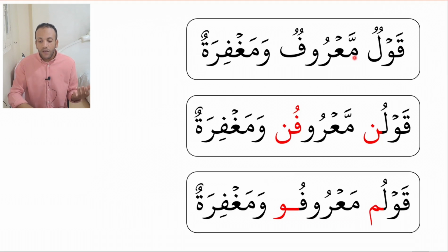And that's why you find the shadda written in the letter mim, while in the letter waw it is not written. And also in the letter noon you find the shadda written, while with the letter ya you will not find it, because with the letter ya it is also not a complete idgham. Applying the rule, it is the same.